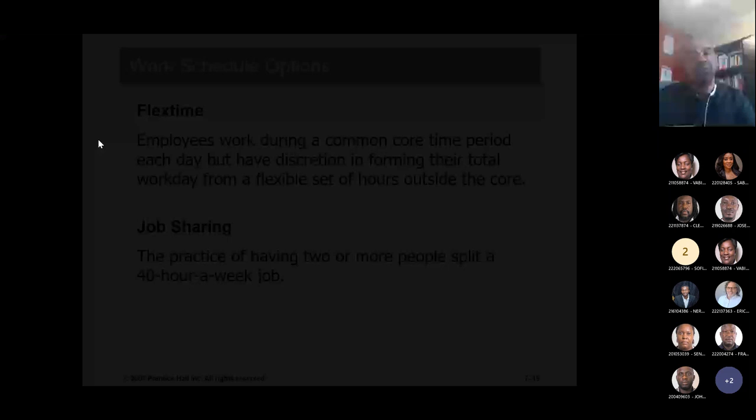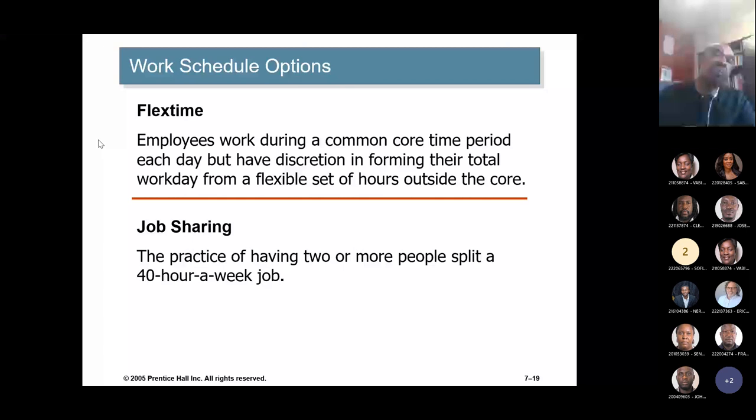So what about schedule options? There are different options that are also motivating employees. In recent times, we are hearing about flexi job or flexi time, which is where employees work during a common core time period each day, but have discretion in forming their own total work day from a flexible set of hours outside the core hours.